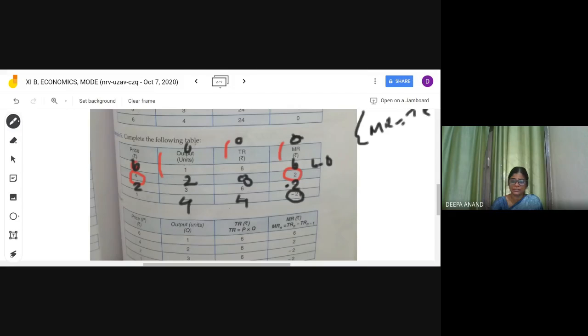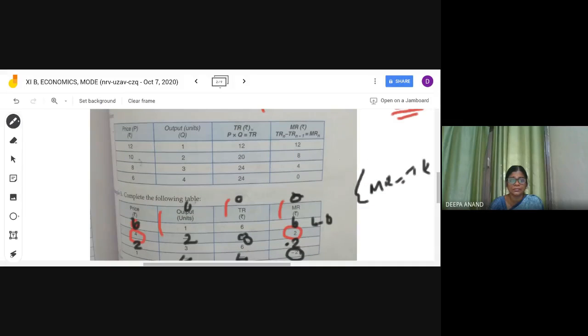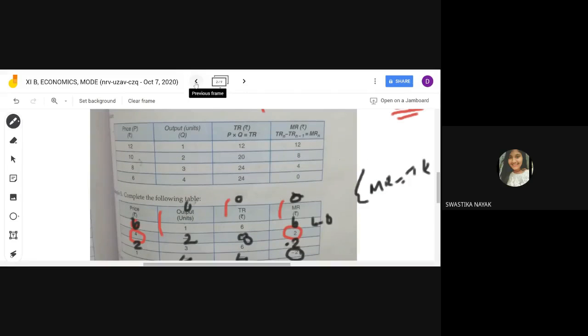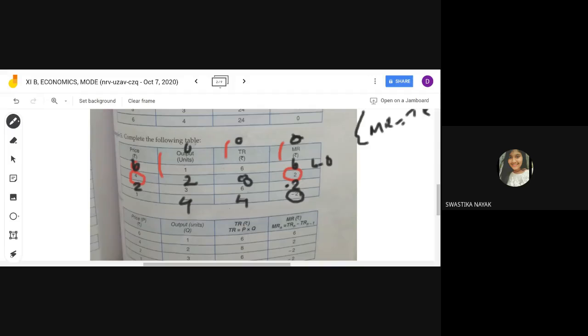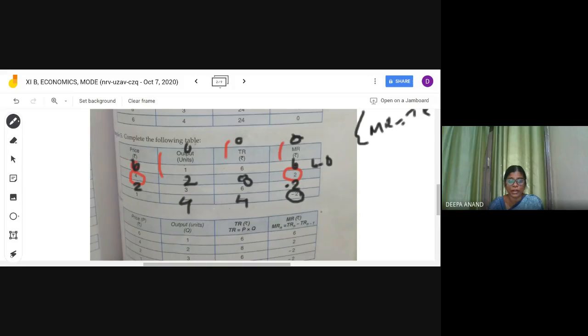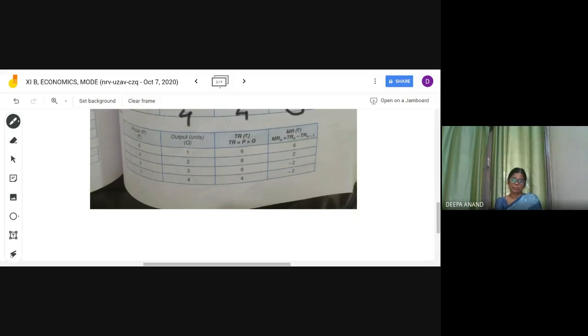Is it that difficult? Is it difficult? No ma'am. No ma'am. Could you do it? Yes ma'am. चलो मैं इसको, what I have done, I will show you the correct answer like this. Go through it. Your logic, there are no shortcuts. If you understand what is TR, what is MR and all, you can fill it. Otherwise, no.